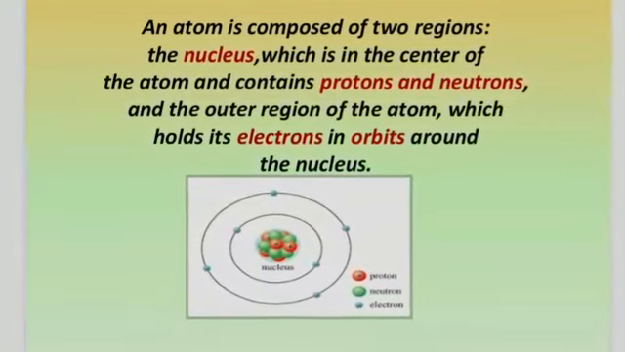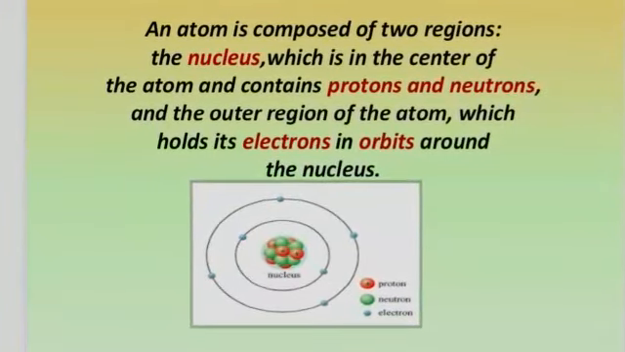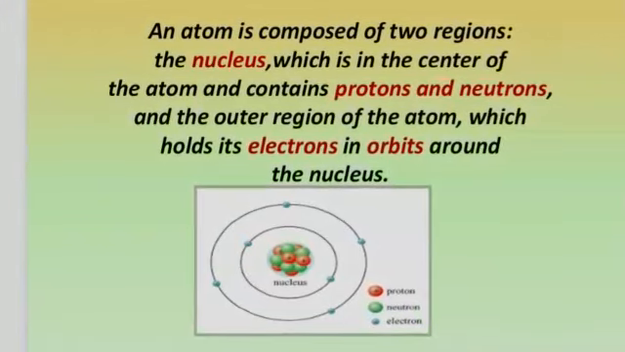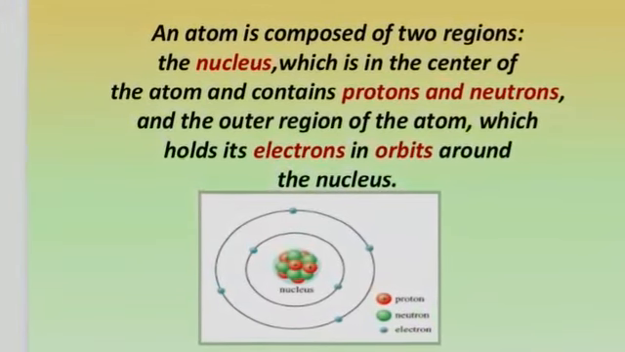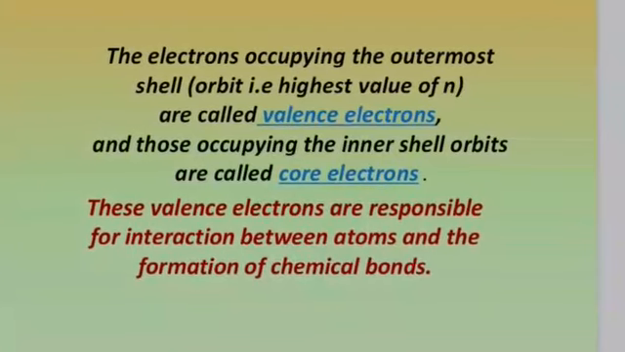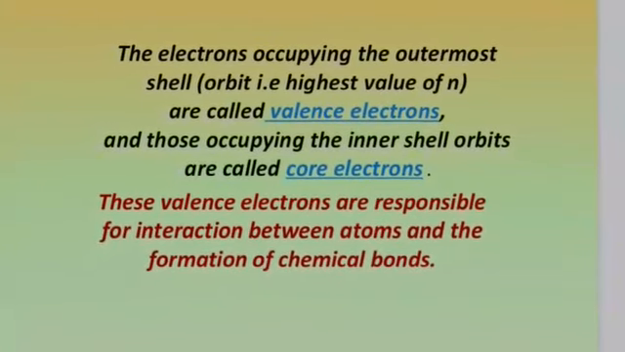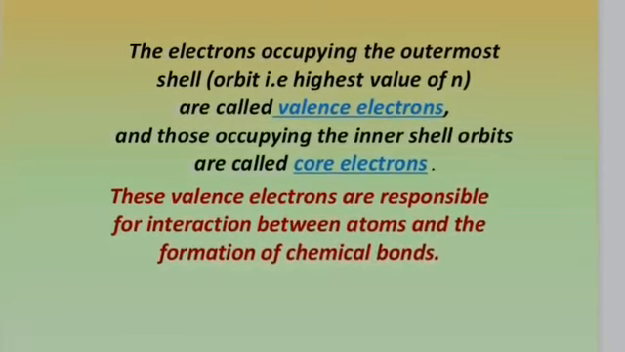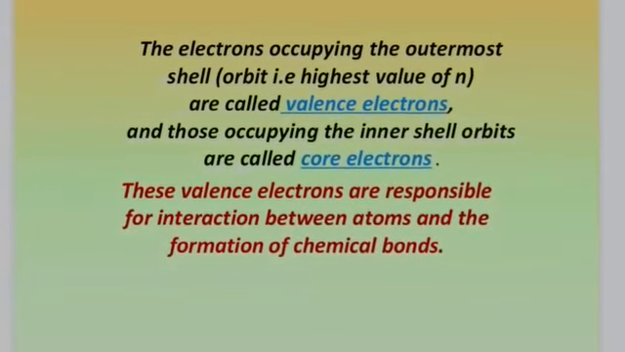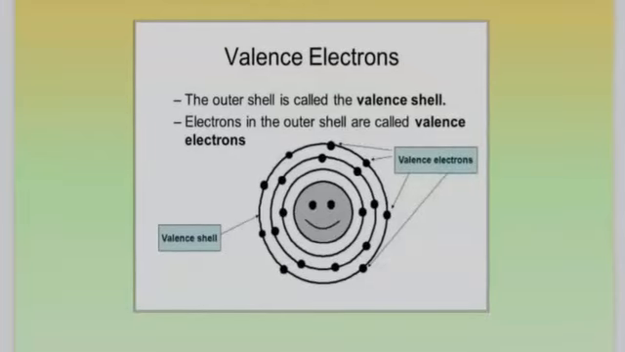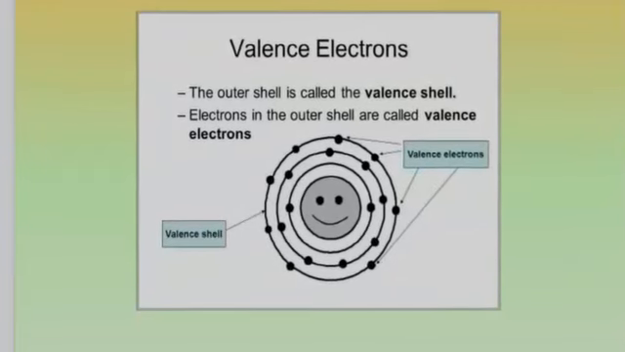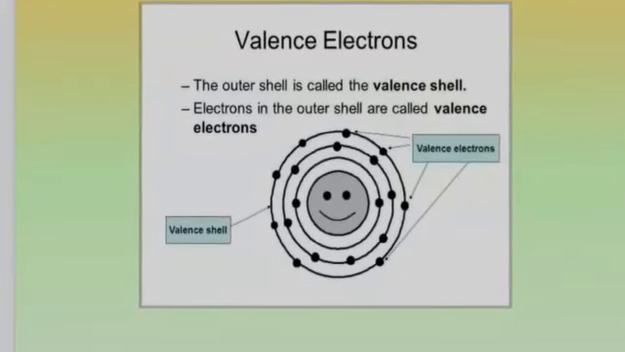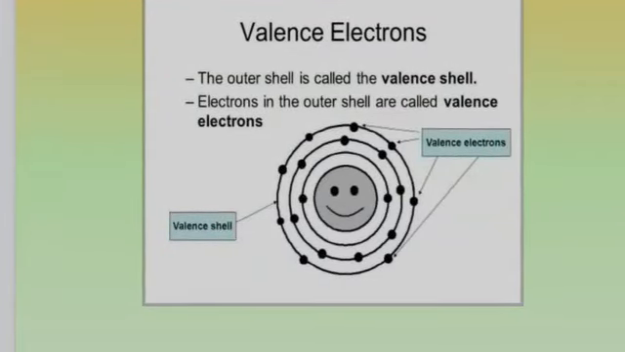Welcome back to the fourth session of the chapter Atomic Structure. I hope you remember that an atom has two regions: the nucleus containing the protons and neutrons, and the orbit containing electrons. The electrons occupying the outermost shell are called valence electrons and those occupying inner shells are core electrons. These valence electrons are responsible for interaction between atoms and formation of chemical bonds.